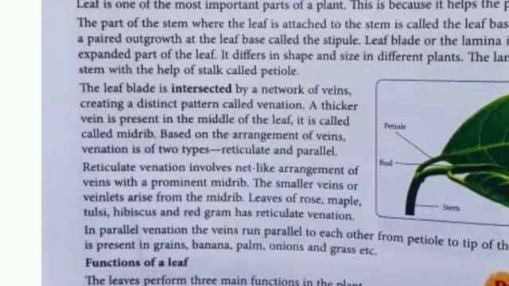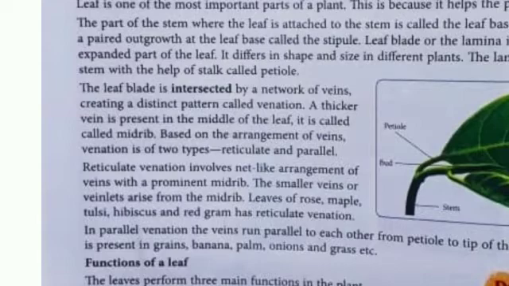Based on the arrangement of veins, venation is of two types: reticulate venation and parallel venation. Reticulate venation involves a net-like arrangement with a prominent midrib, and smaller veins or veinlets arise from the midrib. Leaves of rose, maple, tulsi, hibiscus, meaning China rose, and red gram have reticulate venation.